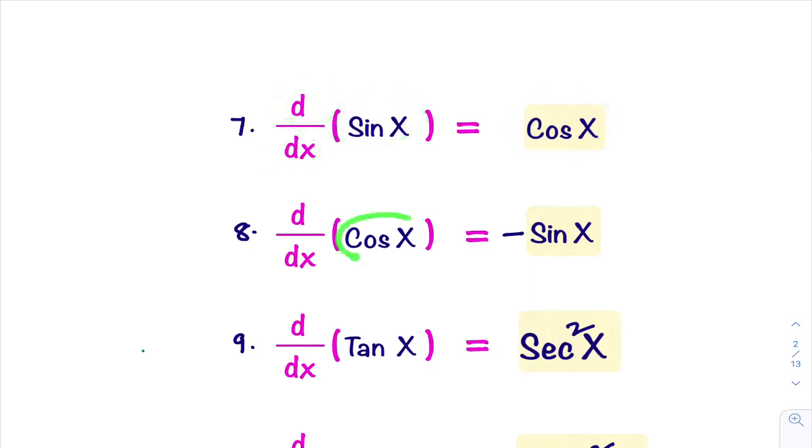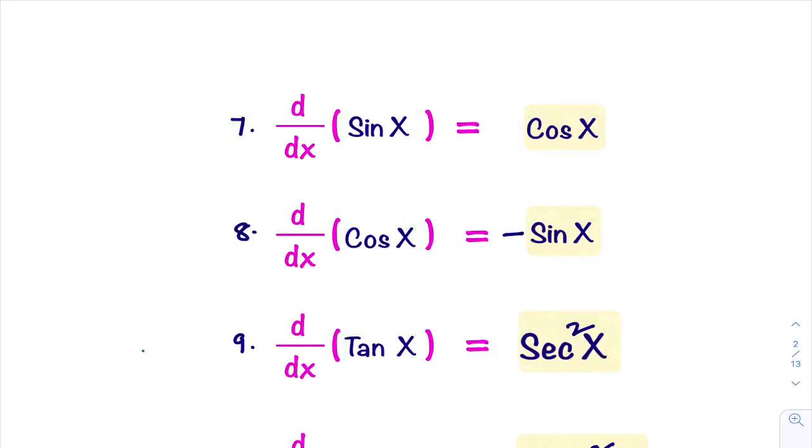Derivative of cos x is minus sin x. Derivative of tan x is secant square x. So these 3 formulas you need to memorize. Derivative of sin x is cos x. Derivative of cos x is minus sin x. Derivative of tan x is secant square x.